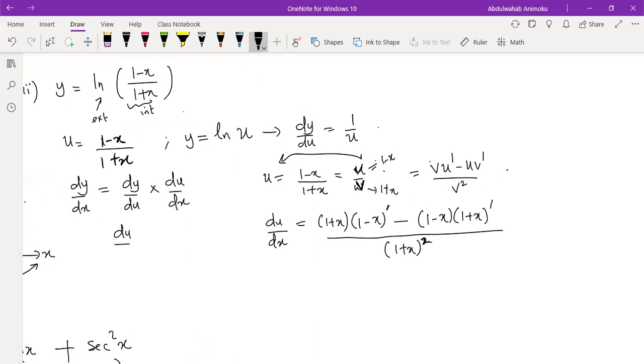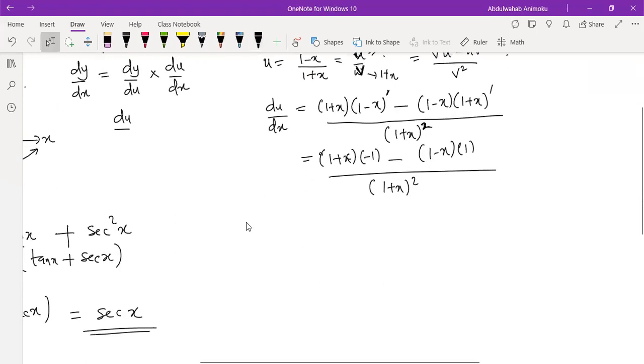Okay. So now let's quickly find this. 1 plus x, times the derivative of 1 minus x with respect to x, which is just 0 minus 1, so this is just minus 1. Minus (1 minus x) times the derivative of 1 plus x, which is just going to be 1. Okay. All over (1 plus x) squared.